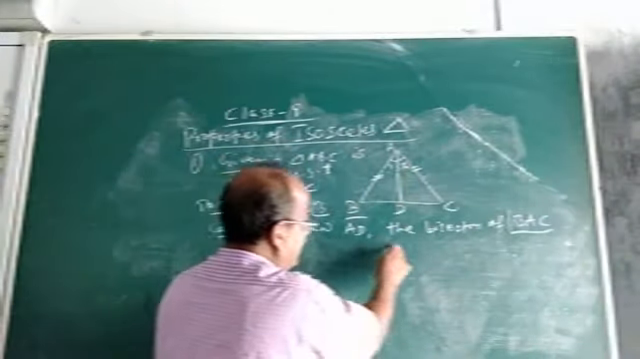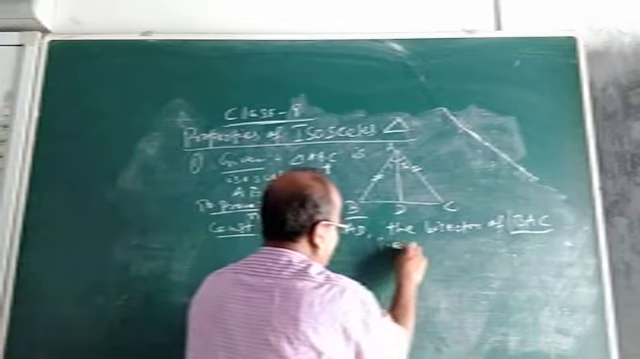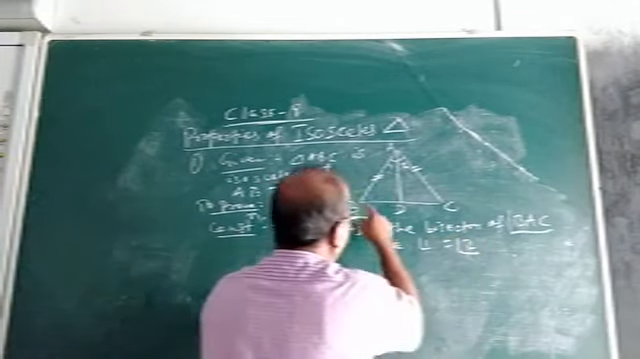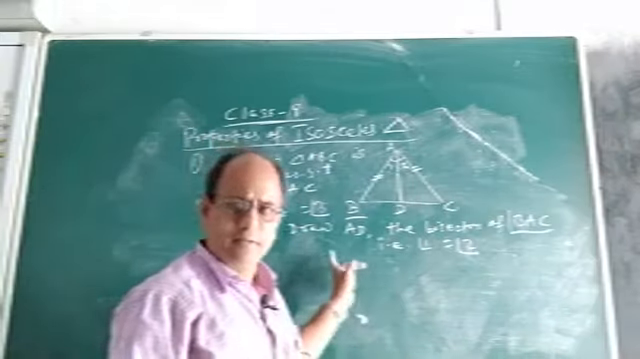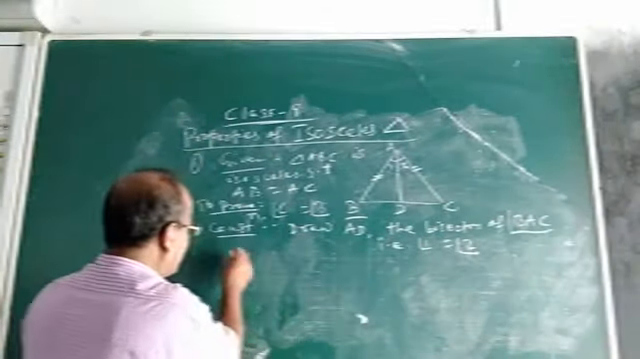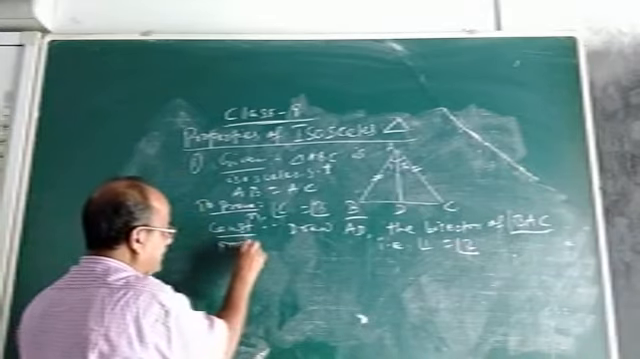Okay. So draw AD the bisector of angle BAC, that is angle 1 equal to angle 2 or angle BAD equal to angle CAD, whatever you write, it is okay. This is construction. Then come to the proof part. You see, the proof is very simple children.